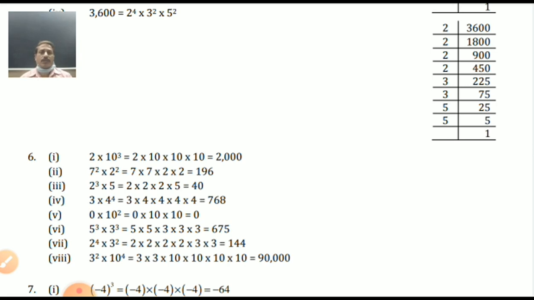3 into 4 raised to 4, that is also easy, don't worry about it. But look at the interesting question, the fifth one. 0 into 10 raised to 2. So 0 into 10 into 10. So 10 tens are 100. But whenever you multiply any number with 0, it will be 0. Okay? So no need to do any calculation. You can try directly. Very easy question.